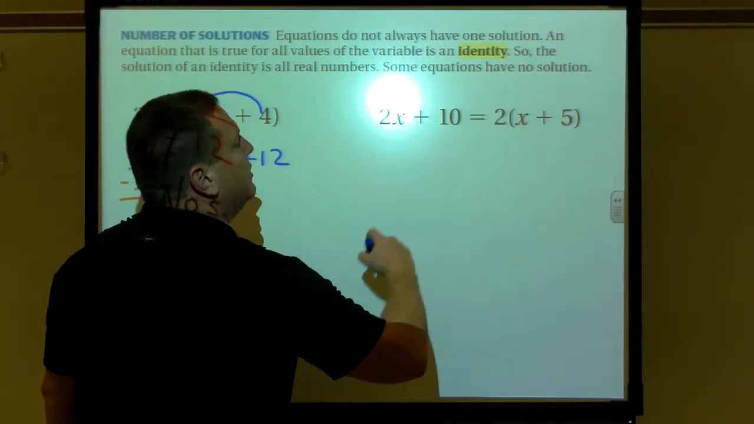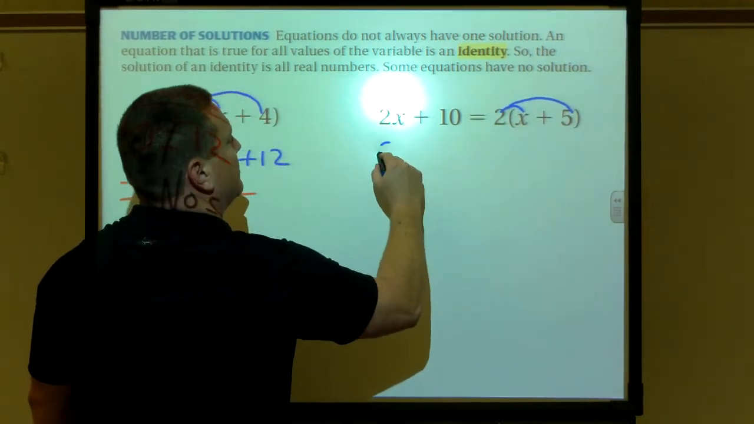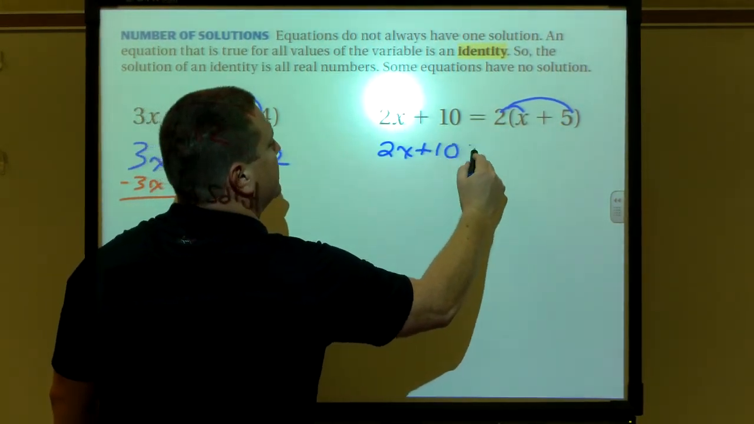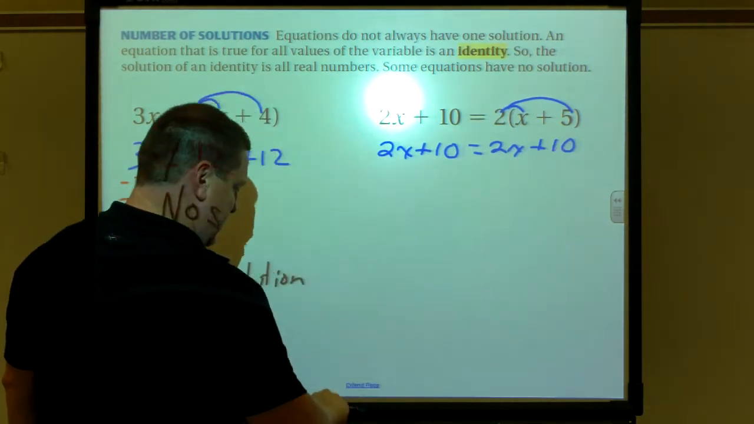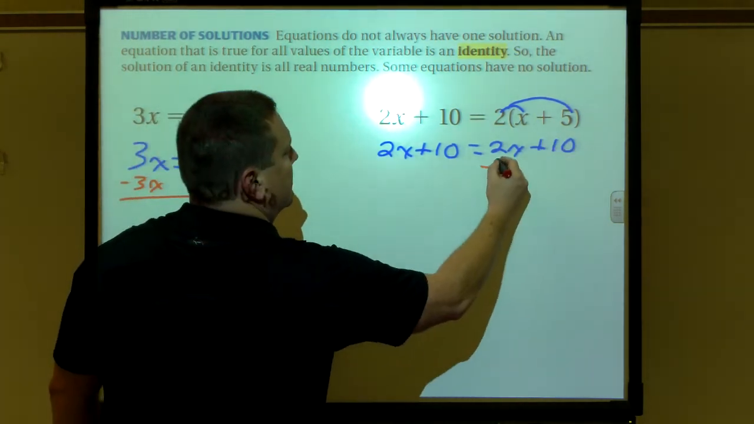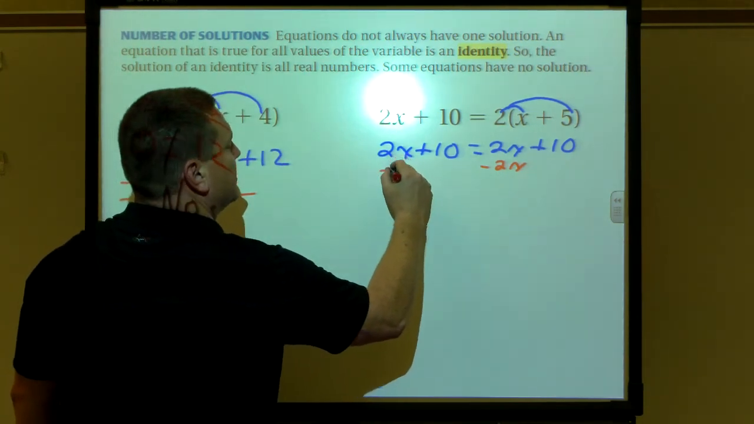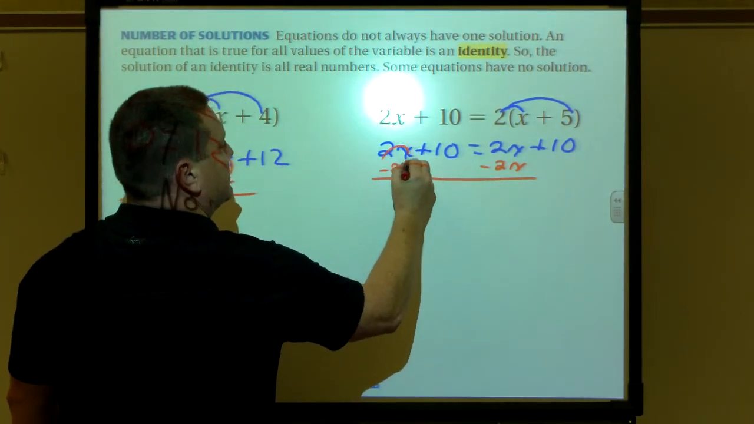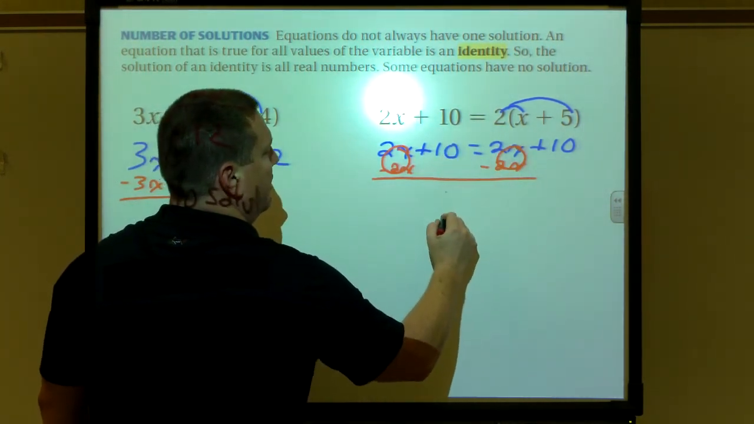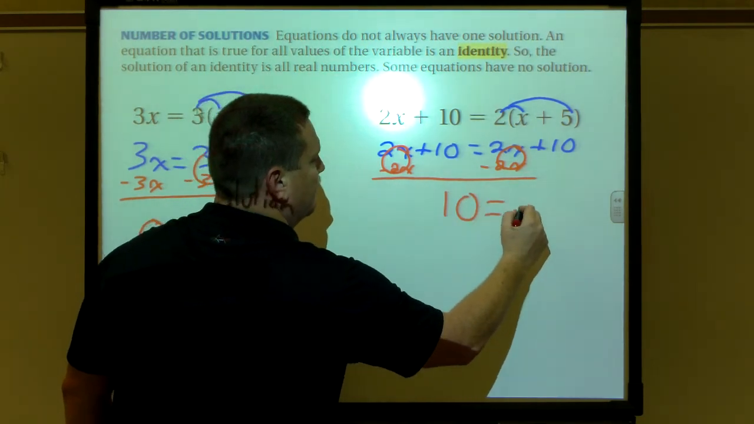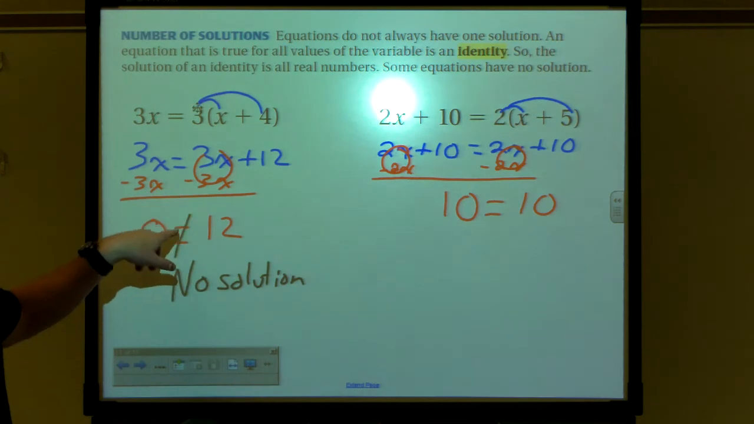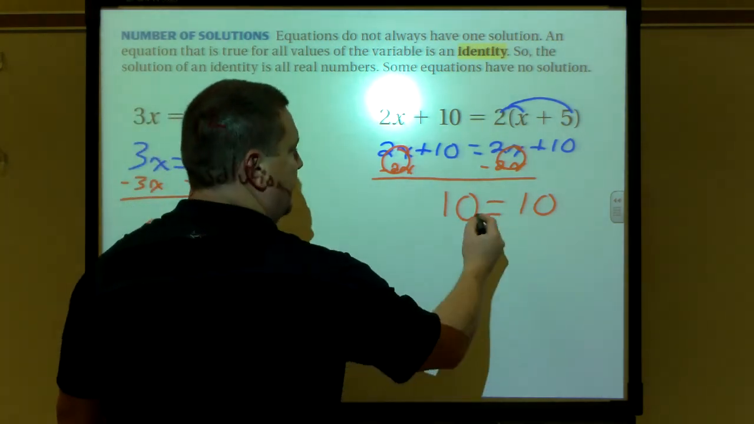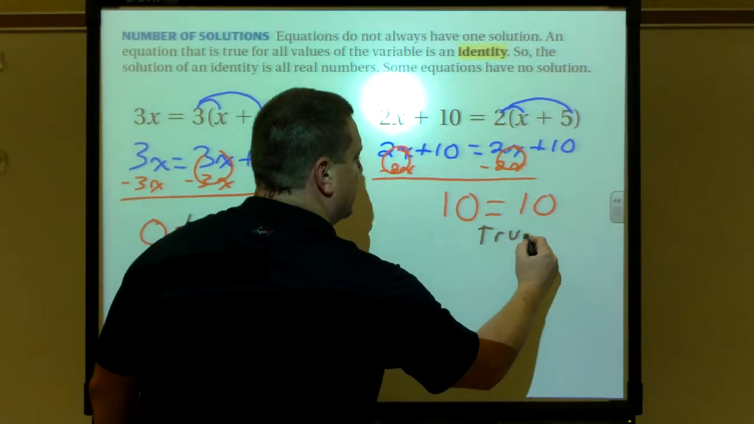Over here we're going to distribute the 2. So I have 2x plus 10 is equal to 2x plus 10. If I move my x's all to one side, what happens is I get a 0 here and a 0 here, and all that's left over is 10 equals 10. Notice here it says 0 equals 12, which is not true. Over here 10 equals 10, which is true.